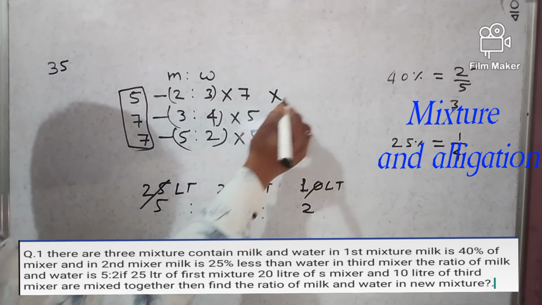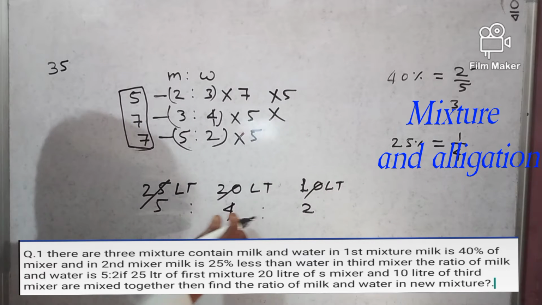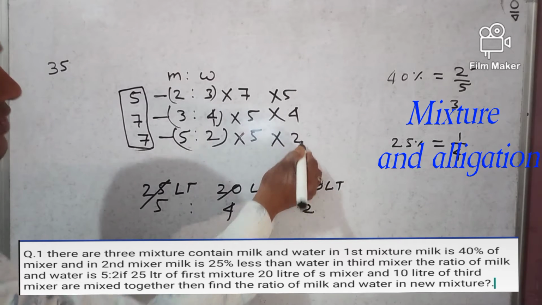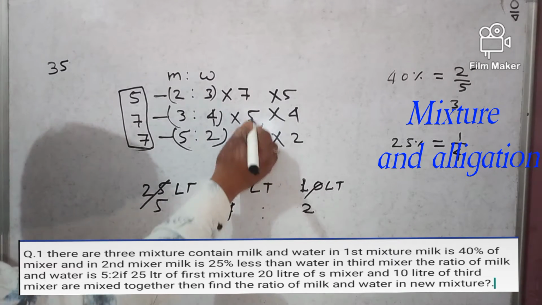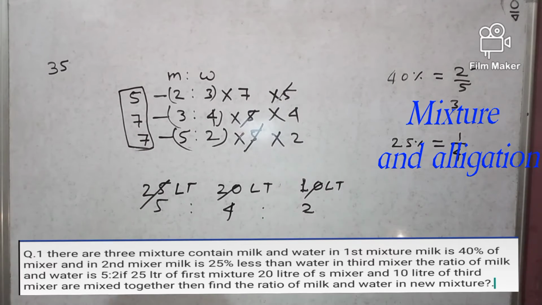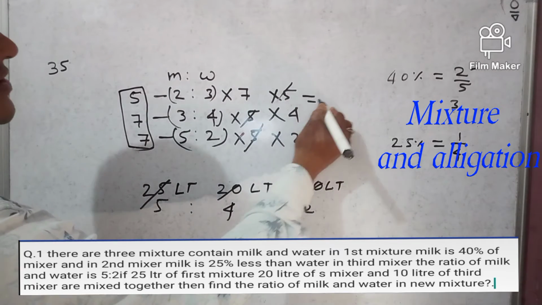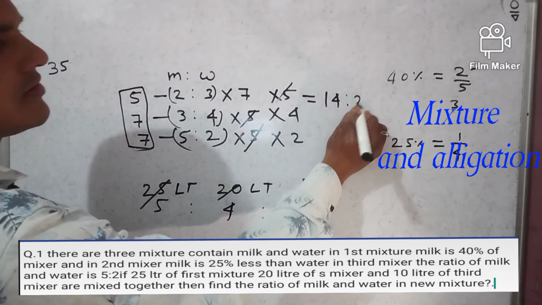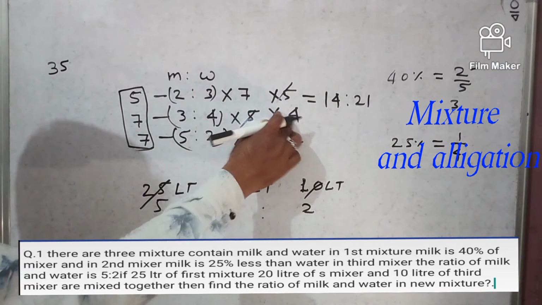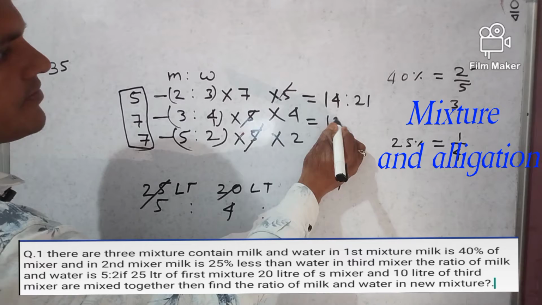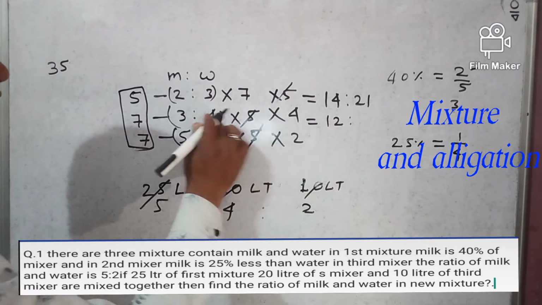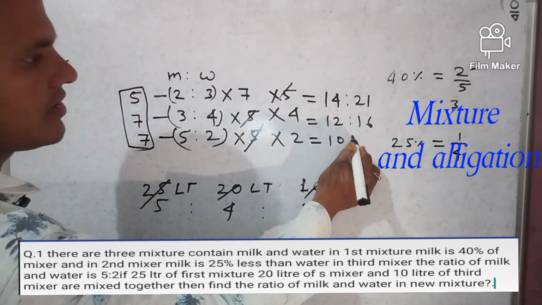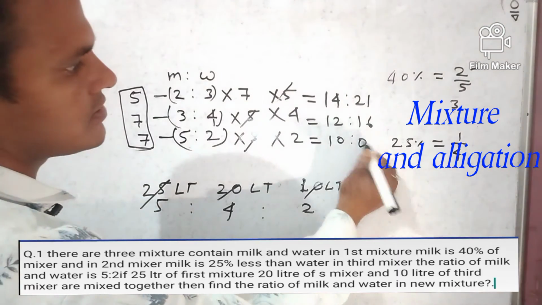So in the first container multiply with 5, in the second container multiply with 4, and in the third container multiply with 2. Now see here, 5 and 5 cancel. So 7 times 2 is 14, 7 times 3 is 21, 4 times 3 is 12, 4 times 4 is 16, 2 times 5 is 10, and 2 times 2 is 4.